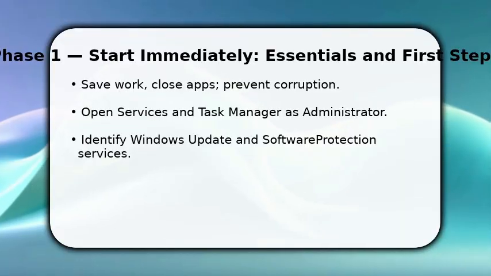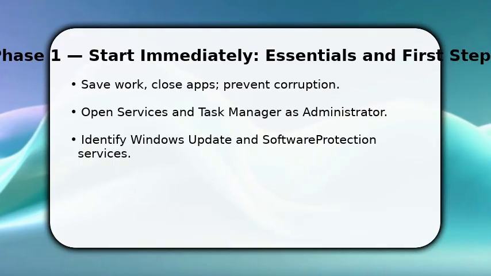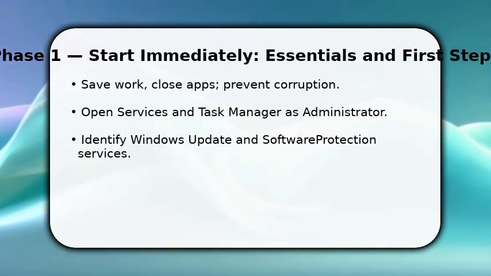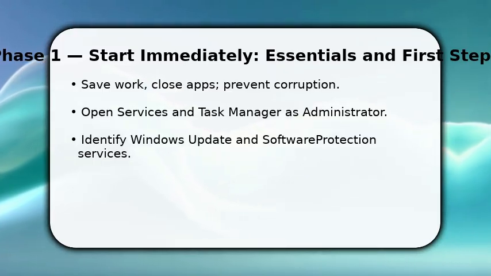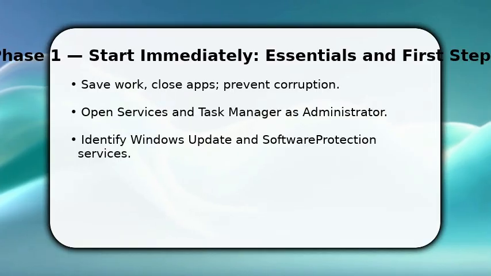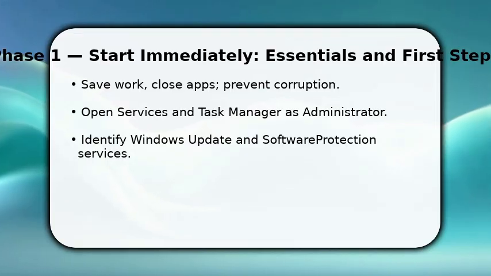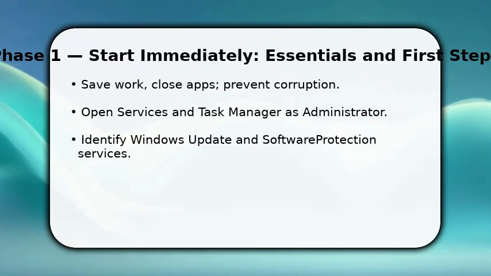You start immediately by saving work and closing apps to avoid data loss. Once done, open Task Manager and Services with administrator rights so you can stop processes safely. This prevents file locks. You'll look for the Windows Update Service and related services like Background Intelligent Transfer Service and Software Protection. Note their status.